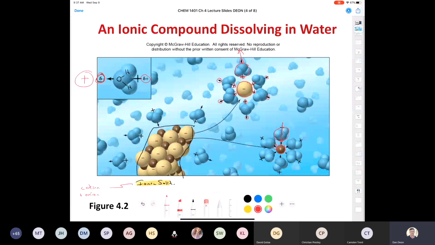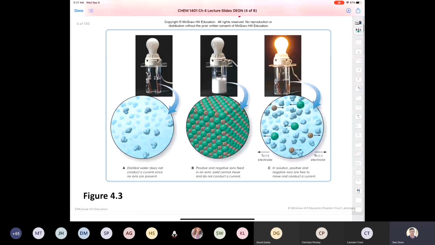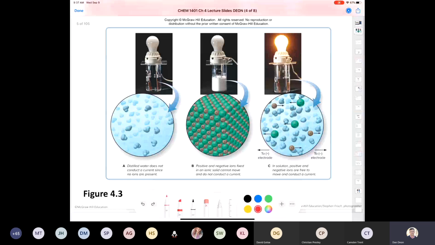It says here, electrical conductivity of ionic solutions. This is some kind of light bulb with two electrodes, shown right here. And the electrodes are placed in water. So this is just pure distilled water down here. And they put the electrodes in there. Okay, then they plug the light bulb in, and the light bulb does not light up.